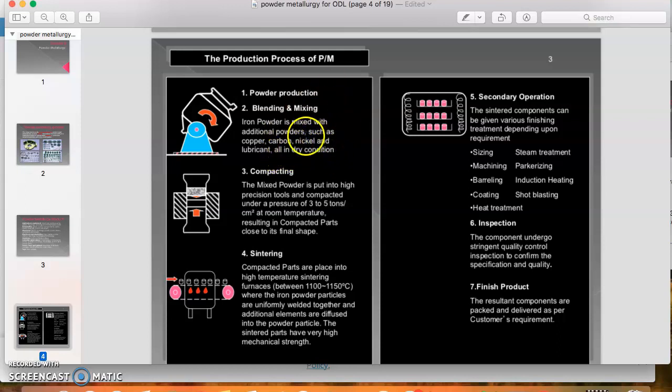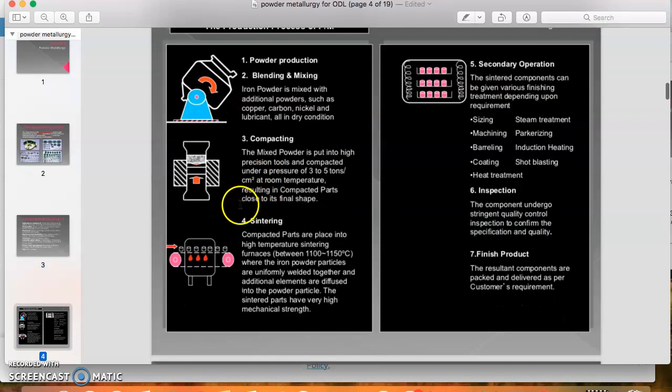And then the mixture of powder goes to the compacting phase, where the mix of powder is put into the tools, and then compressed from both sides, above and below. They compress the mixture in between. The product of compacting is the required shape of the product, and the product from compacting we call the green part.